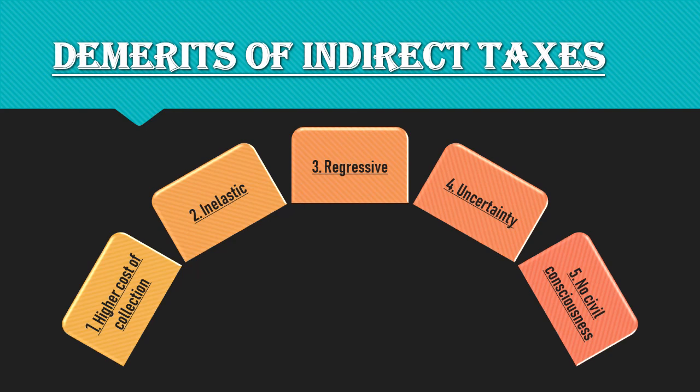The next point is uncertainty. The rise in the indirect tax increases the prices and reduces the demand for goods. Obviously, if the tax rate is increased, the price of the goods will automatically increase, and it will discourage the demand for that particular good. So therefore, the government is uncertain about expected revenue collection. The next point is no civic consciousness. As the tax is hidden in the price, the consumers are not aware of paying the tax. So it's a kind of demerit of indirect tax.